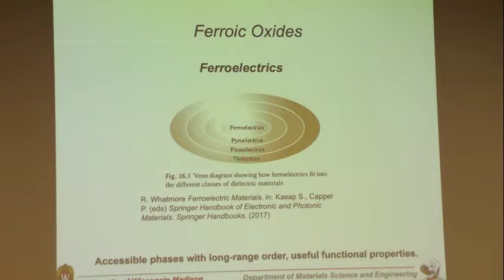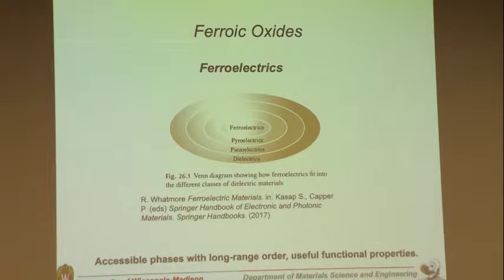So for example, they're dielectrics. They're also, all ferroelectrics are piezoelectric. They're pyroelectric, which means the polarization changes as a function of temperature. And ferroelectric, in principle, actually means that you can reverse the polarization. So we'll talk about this general idea that these are functional ways to classify the materials and that maybe we should think about them in terms of functionality as well. And that you think about these materials as being phases that you can access, meaning that they exist under the conditions that you can synthesize, and that they have long-range order and useful functional properties. Okay, so that's the general idea.